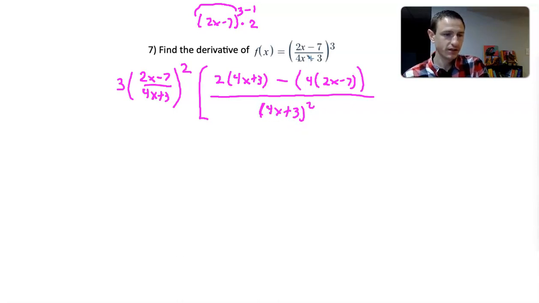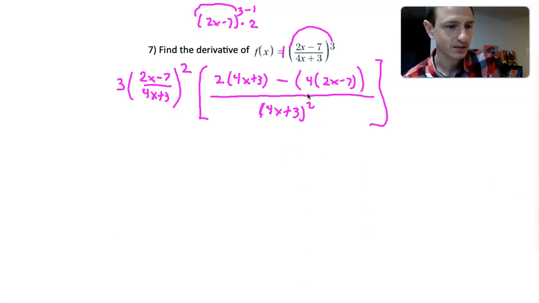So again, what I just did is I used chain rule. 3 times 1 is 3. Original inside, (2x minus 7) over (4x plus 3). 3 minus 1 is 2, times the derivative of the inside. So I get this whole statement here. So now I need to do some algebra.